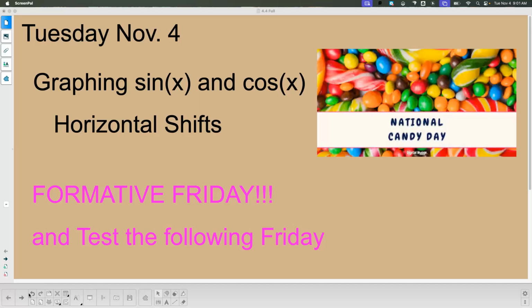You will be having a formative this week Friday. Okay, so formative this week Friday, and a test then next week Friday. So a test or a formative on the 7th, test on the 14th. Okay.